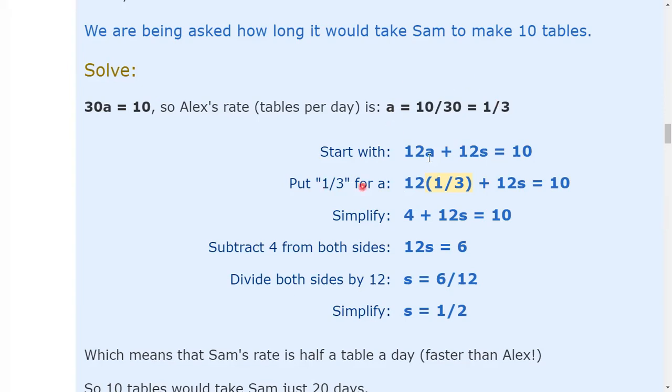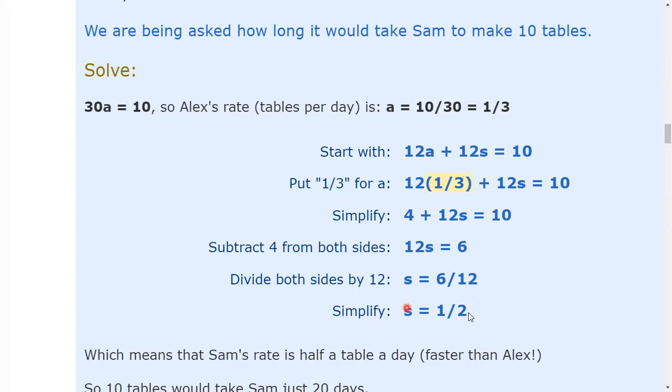That is 1/3. We replace this A as it is: 12 times 1/3 plus 12S, as we don't have S, equal to 10. The right-hand side is as it is. Simplify: 3 fours are 12, so it is 4 plus 12S, and the right-hand side 10. Subtract 4 from both sides to get rid of this 4, and we get 6. Divide both sides by 12, since we are looking for S. After simplifying, we get S is equal to 1/2.